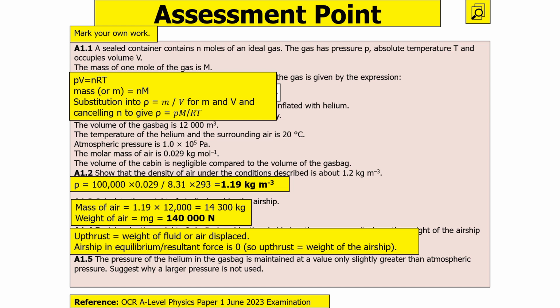In the next one, we know that when something is floating in the air, the upthrust will equal the weight of the fluid or the air that is displaced. So therefore the airship is in equilibrium. We can tell that from the information given in the question. So therefore the resultant force is 0. So the upthrust must equal the weight of the airship.